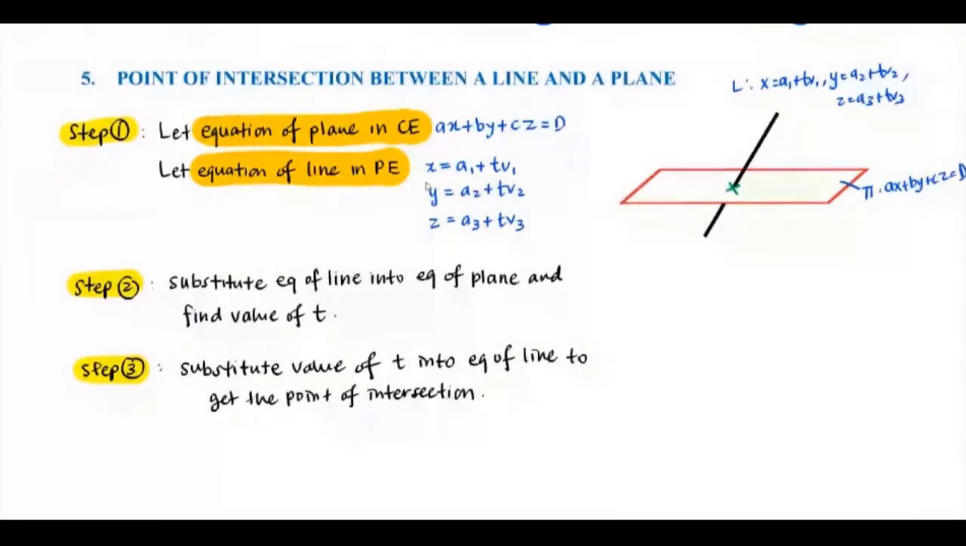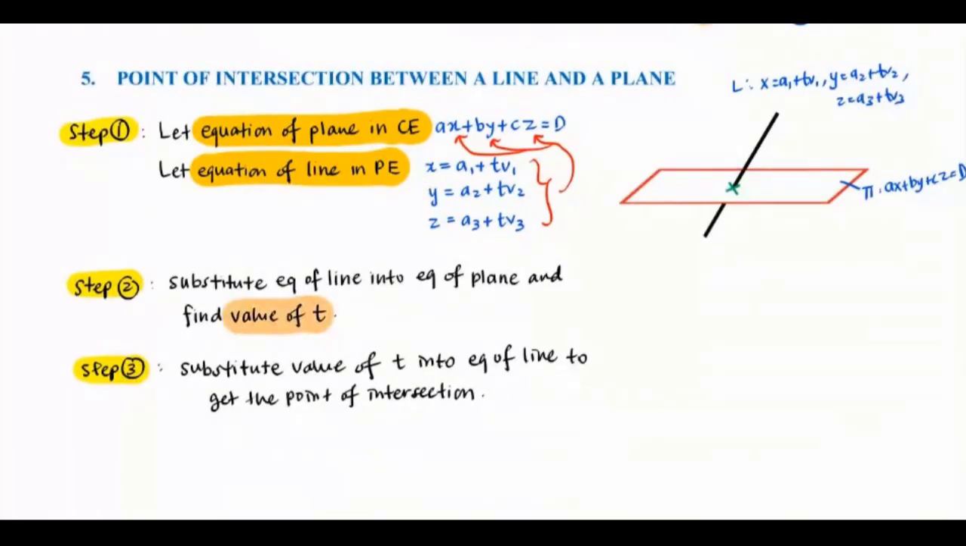Okay. So step one, make sure equation of plane in Cartesian equation. Equation of line must be in parametric equation. Then step two, we will substitute the equation of line here. Di sini akan substitute ke dalam plane. So we will substitute into the z, into the y, and then into the x. So everything must be in term of t. So bila semua dah dalam bentuk t, baru kita akan dapat value of t. Kita boleh cari value of t here.